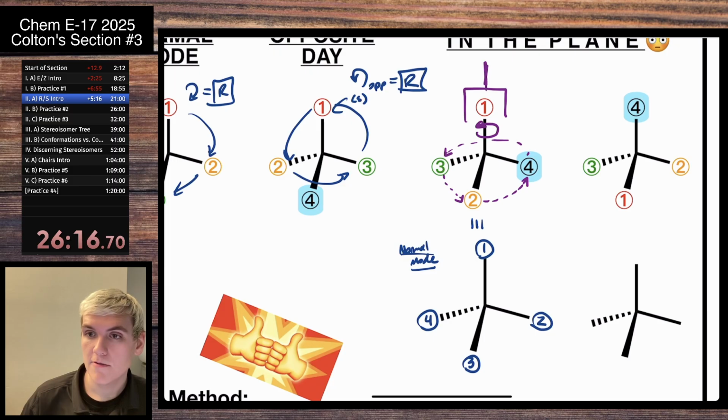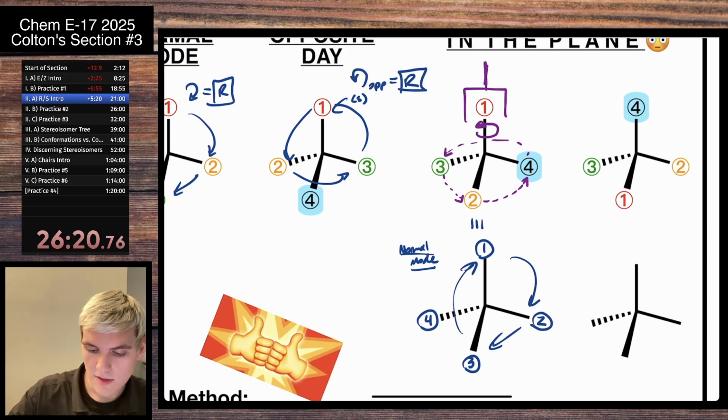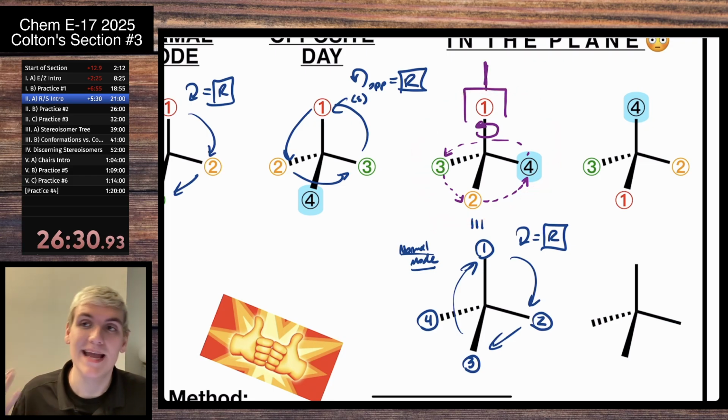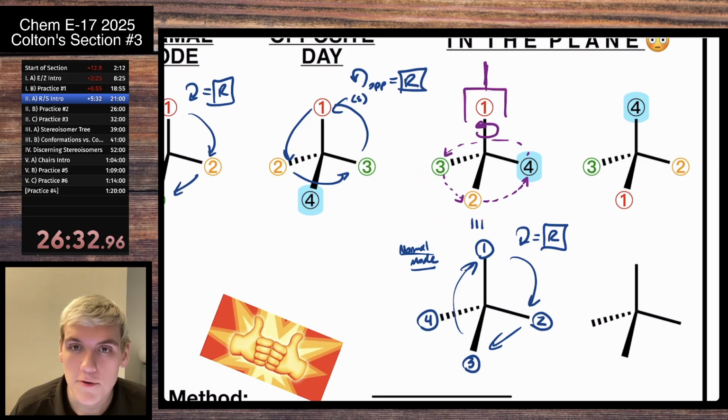So 4 is going away from us. We can just trace 1 to 2 to 3. That's clockwise, so we know that this is R. And our original structure that we drew is also R because we know that this is just a rotation of the same thing. Rotating does not change our R and S configuration. Rotating just changes how it's sitting.